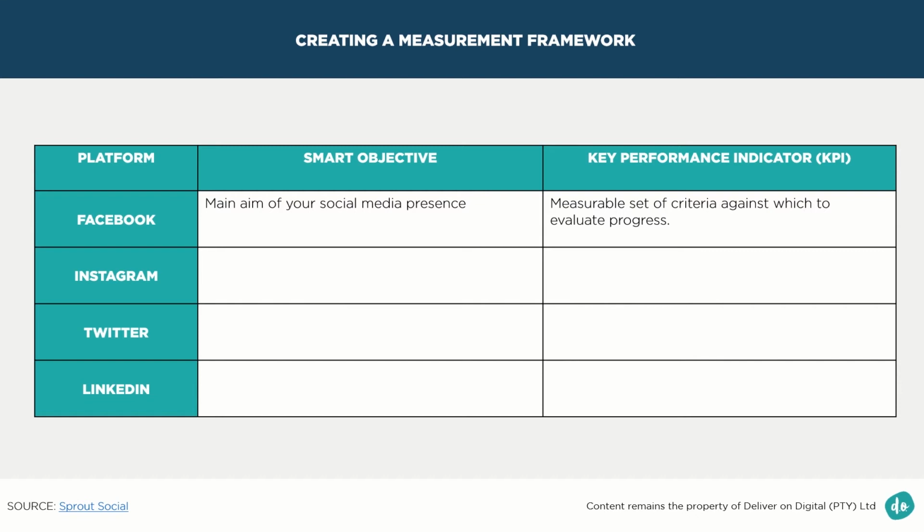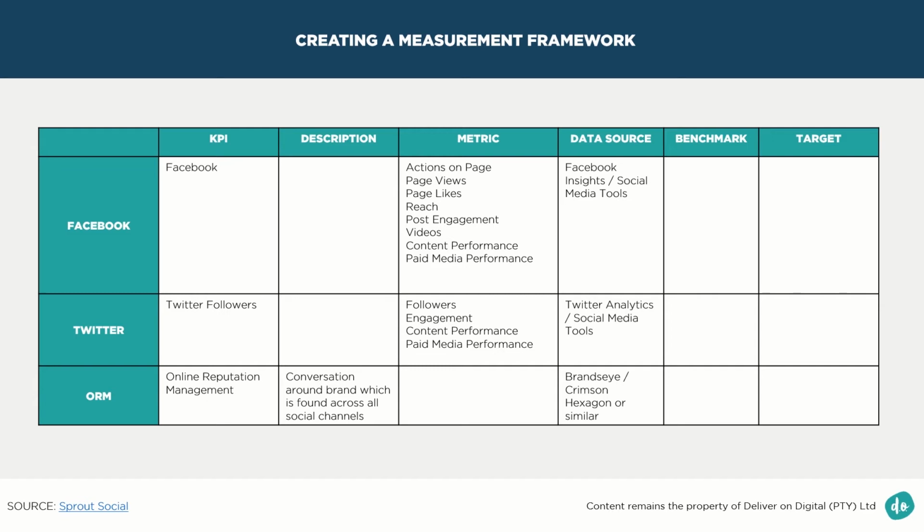Then on the right hand side, you can see KPIs or key performance indicators. Here you would say, what metric are you using to measure whether or not you've reached that SMART objective? You can do this as advanced or as basic as you would like. For example, here you can see we've mapped not only the KPI, but also the description, the metric, the data source, the benchmark, and the target.